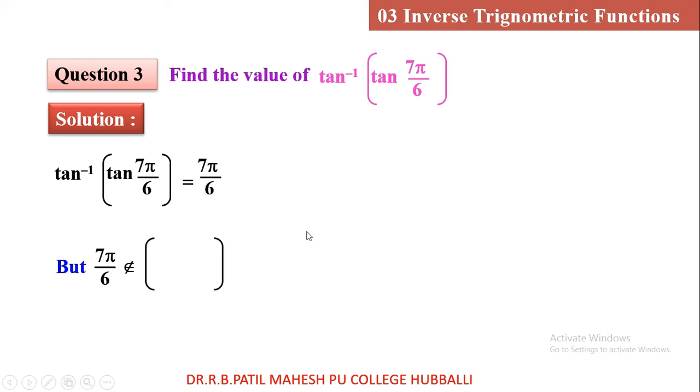What is the range of tan inverse? Open interval minus pi by 2 comma pi by 2. It means minus 90 degrees to plus 90 degrees. This 210 degrees does not belong to minus 90 to 90. Then you should not remove tan inverse and tan, and the answer is not 7 pi by 6.